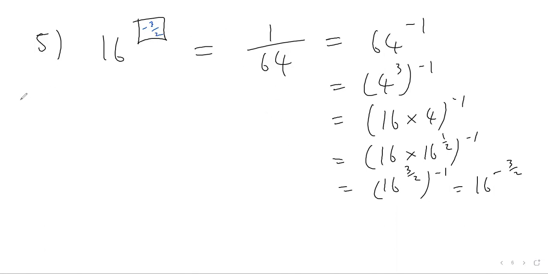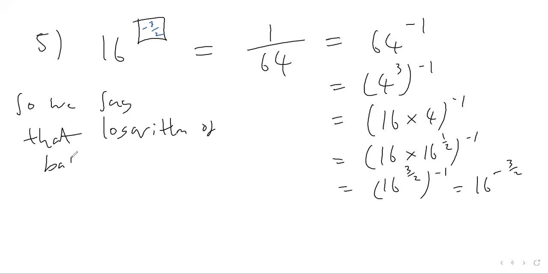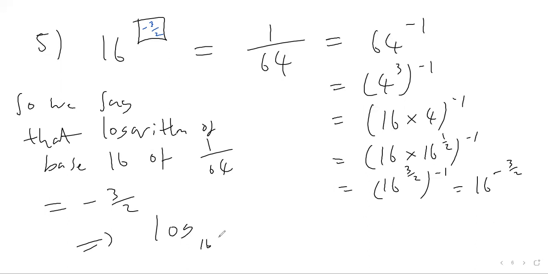So how would we write this in notation? We say that the logarithm of base 16, so our base number under the power is a base of 16, of the number 1 over 64 is equal to minus 3 over 2. So in mathematical notation, the logarithm of base 16 of the number 1 over 64 is equal to minus 3 over 2. Again, what logarithms tell us is the power that we need to raise this base number by to obtain this number here.